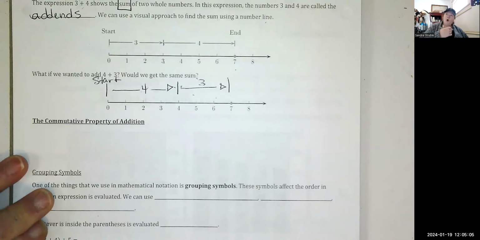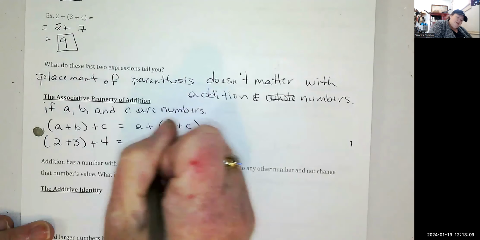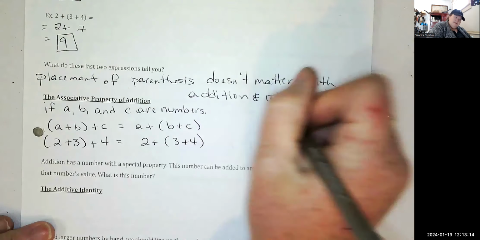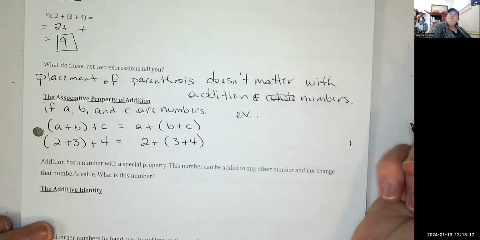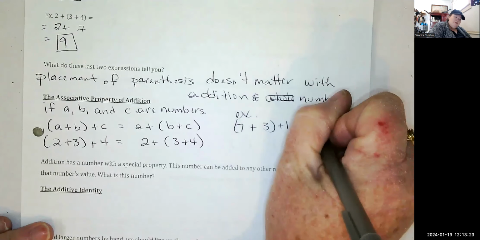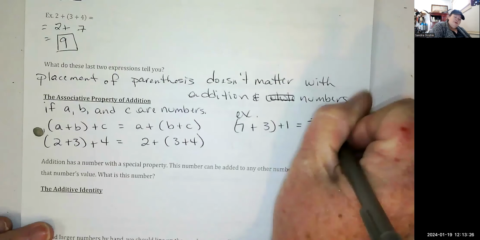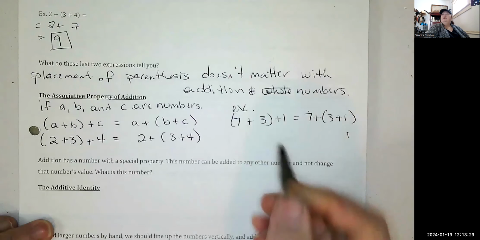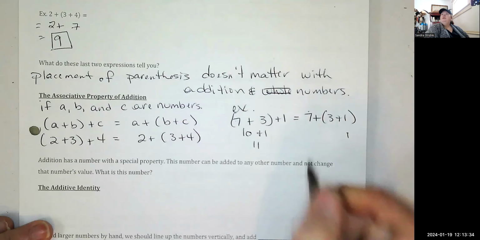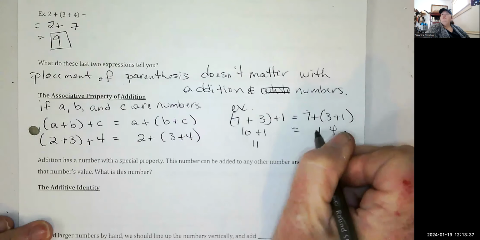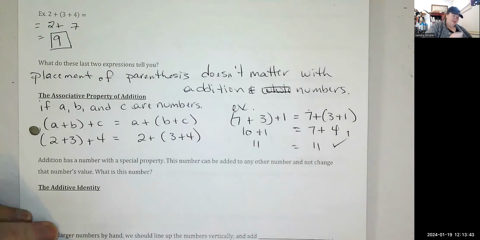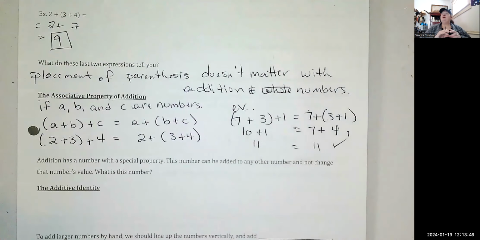So that's the same thing as saying that (2 plus 3) plus 4 is equal to 2 plus (3 plus 4). Here's an example illustrating the associative property. Let's say that (7 plus 3) plus 1, is that equal to 7 plus (3 plus 1)? 7 plus 3 is 10, plus 1 is 11. 3 plus 1 is 4, plus 7 is 11. Booyah, that worked. Fabulous.